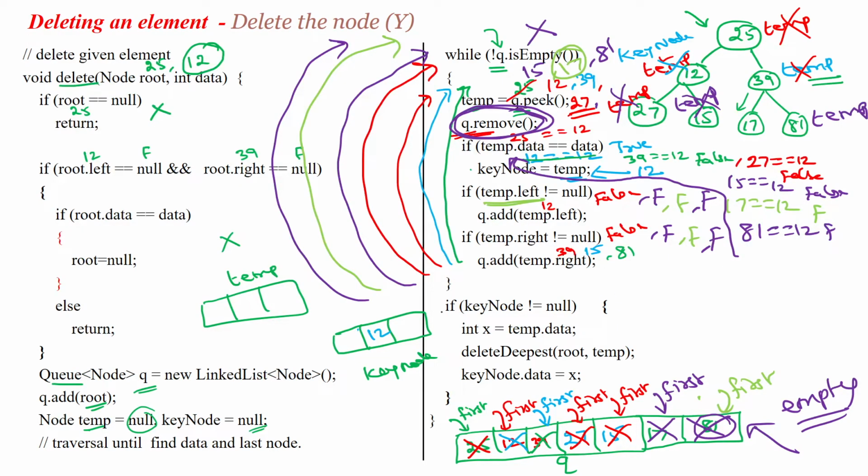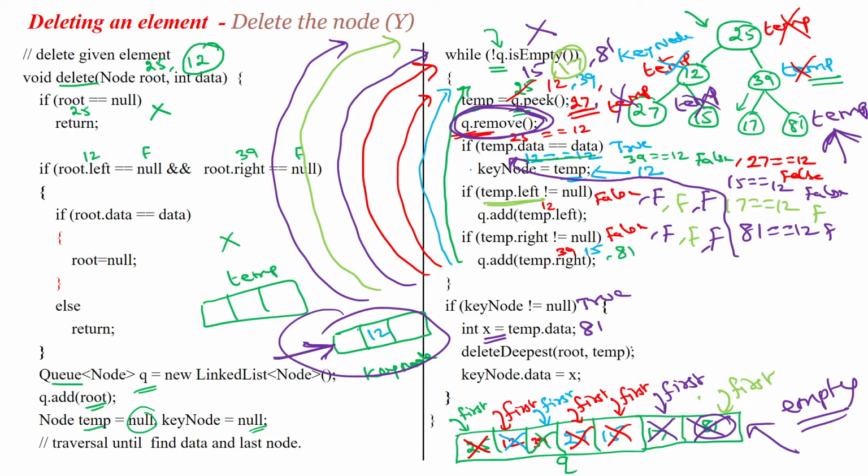Then the next statement is if key node not equal to null. What is the key node? Already we have found 12 is the key node. So key node not equal to null, yes, it is true. Then the temporary dot data. What is the temporary now? Temporary is 81. So 81 is assigned into the x. So now x is having the value 81.